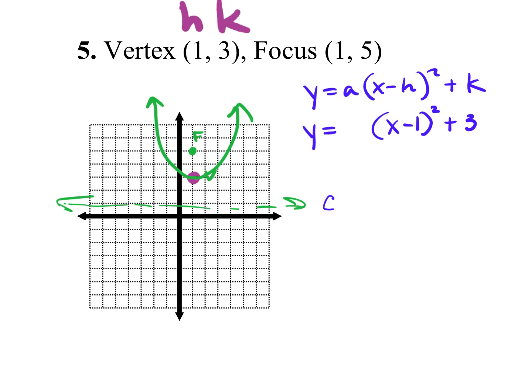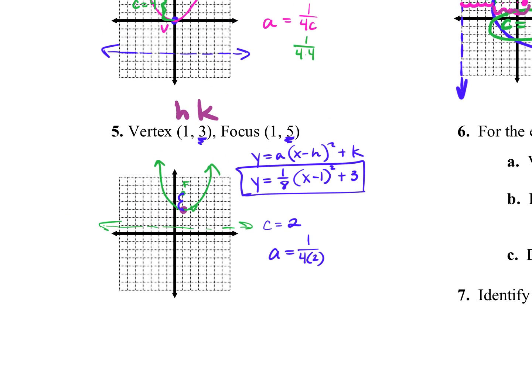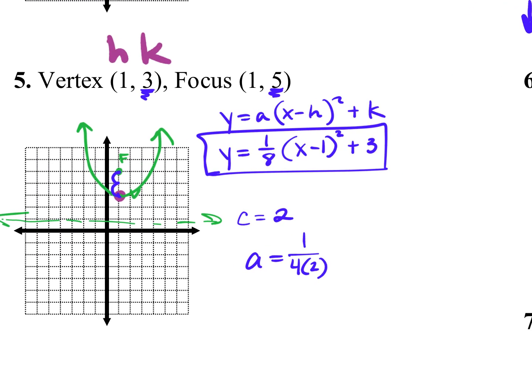What is your c value? 2. From the vertex to the focus is 2. Or you can look at here, right? From 3 to 5 is 2 units. So C is 2, then A is 1 over 4 times 2. So 1/8, and you get that. Questions on that?